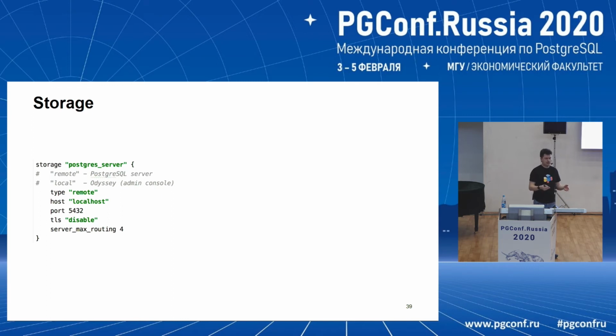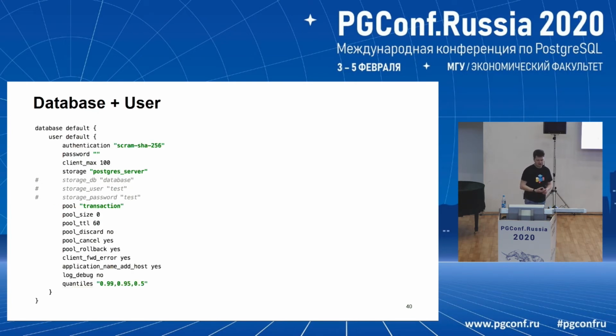The configuration area called storage is a description of the way to connect with the database which physically exists. It's either remote or local. Local means the administration console, which means PgBouncer. And the last thing which you need to configure is the database user. Here we write the size of the pool, and what time should elapse before we disconnect the user if it cannot find the server.